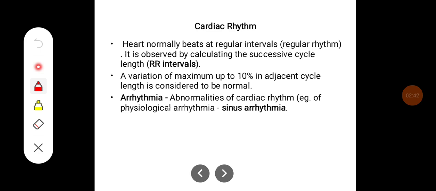The heart normally beats at regular intervals, and this is observed by calculating the successive cycle length, that is the RR interval. A variation of maximum up to 10% in adjacent cycle length is considered to be normal. Arrhythmia is when abnormalities of cardiac rhythm occur. For example, a physiological arrhythmia is sinus arrhythmia.